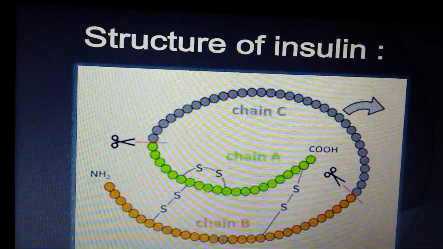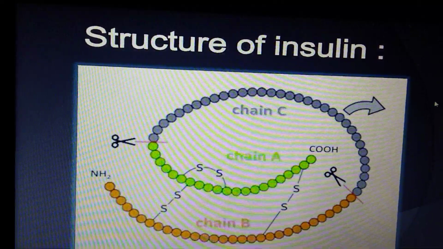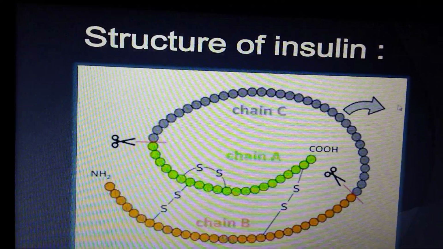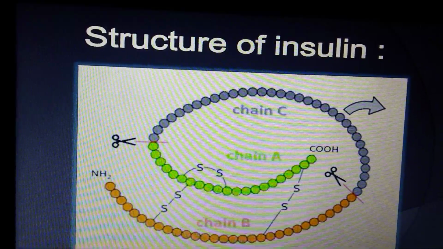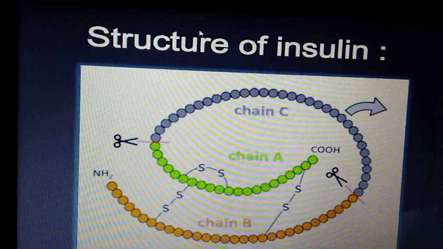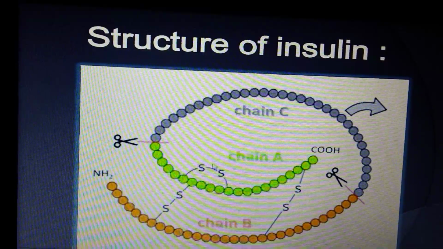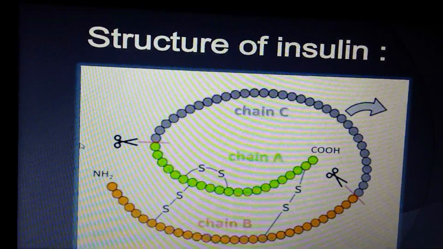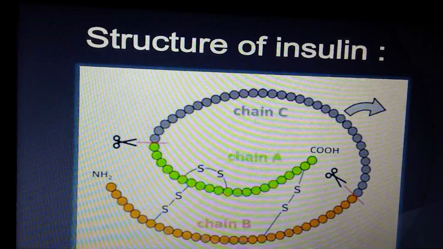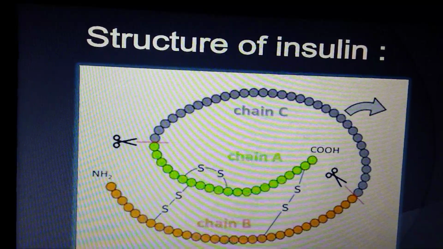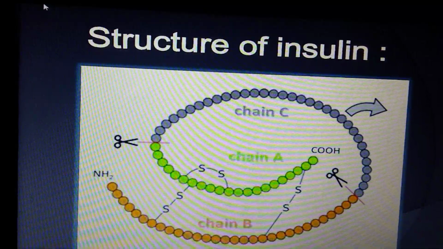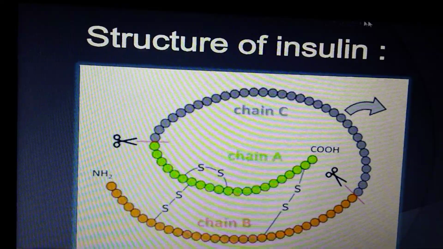So this is what the structure of human insulin is. As you can see here, chain A, chain B and chain C in this diagram. Chain A is the alpha chain, chain B is the beta chain, and chain C, as you can see here in the gray color, is an additional chain which is called C peptide.